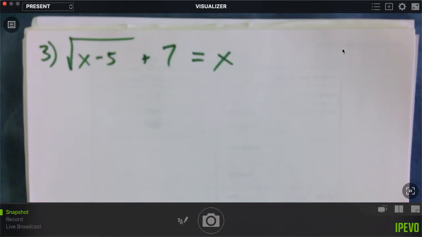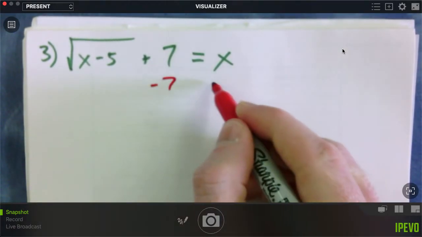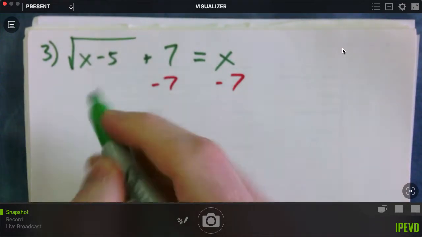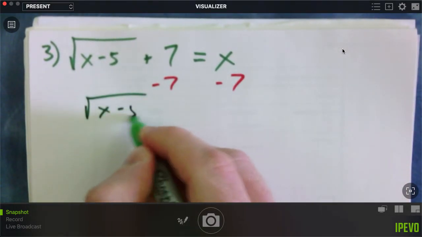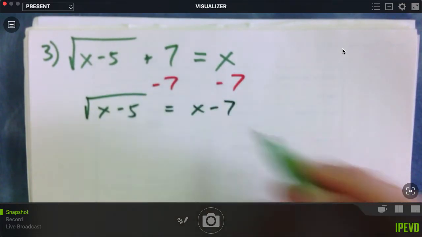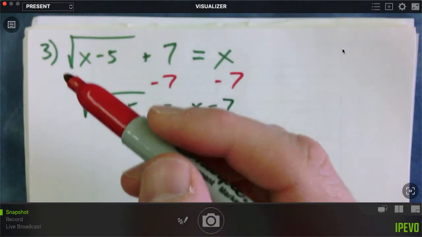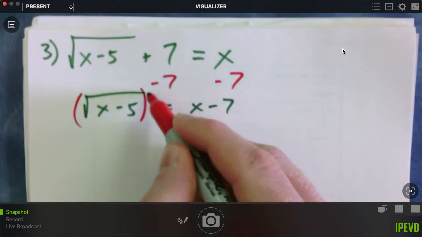All right, so in this situation, we want to isolate the radical. Maybe I'll use 2 different colors. So I'm going to subtract 7 from both sides. So it becomes the root of x minus 5 equals x minus 7. Okay? And then I'm going to square both sides.